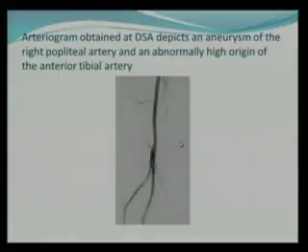Okay, so look at this. Arteriogram, which is obtained at DSA, depicts this is an aneurysm of the popliteal artery right here, right? And of course, incidentally, we find out that there is an abnormal high origin of the anterior tibial artery. So this is the distal superficial femoral artery. We see the popliteal artery, which is dilated, so there is an aneurysm. And this is just a normal variation, that there's a high takeoff of the anterior tibial artery here. So that was the patient. Any possibilities, any diagnostic thoughts here?